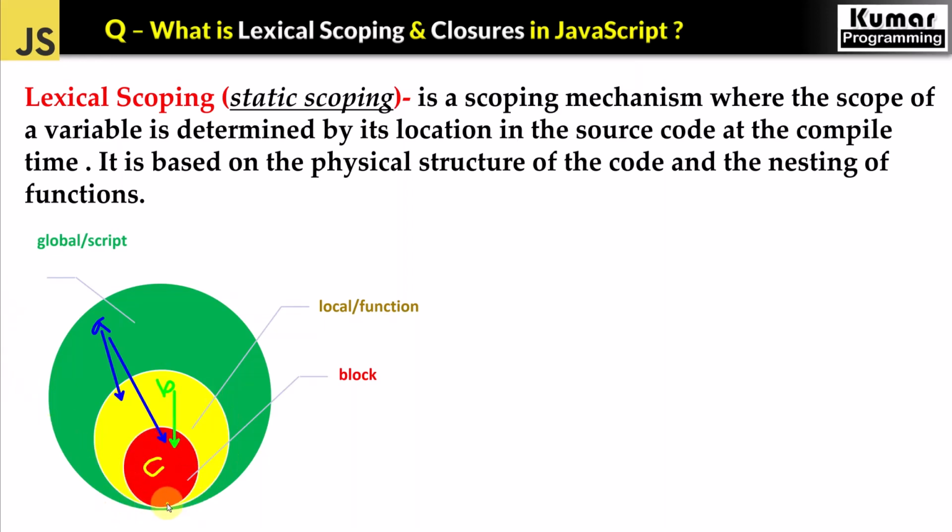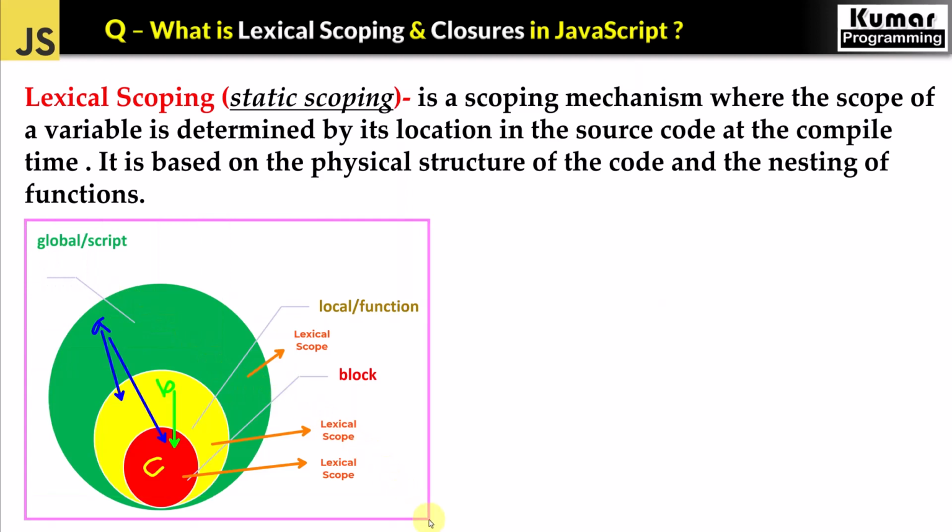Each and every block, the local scope block, the global scope block, and the block scope, is creating a lexical scope. So here we have one lexical scope, here we have another lexical scope, and this is the global lexical scope. And this whole thing is known as a lexical environment. Now let's understand with the code.